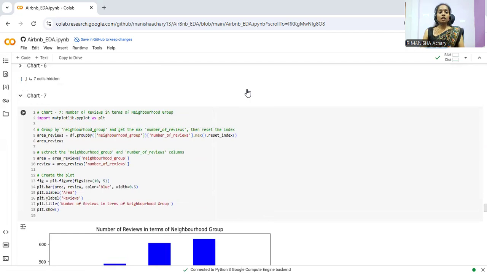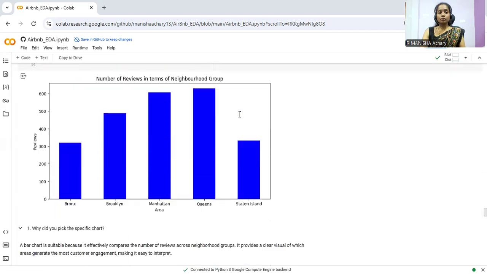So next is the number of reviews in terms of neighborhood group. How many reviews are given by the neighborhood groups? As the neighborhood group is categorical data, I have used a bar chart. From this bar chart, we can easily observe that Queens, then Manhattan, then Brooklyn, these three have given the most reviews.